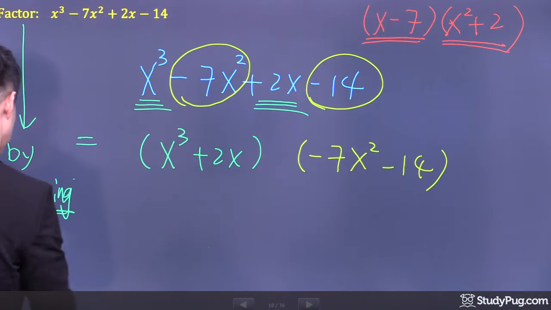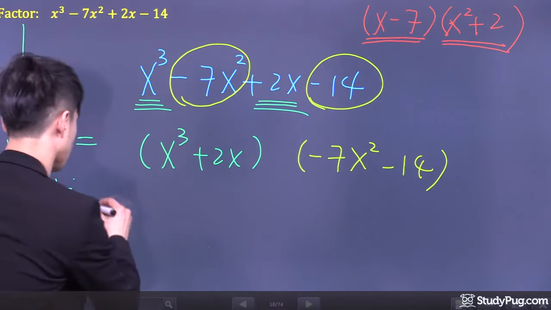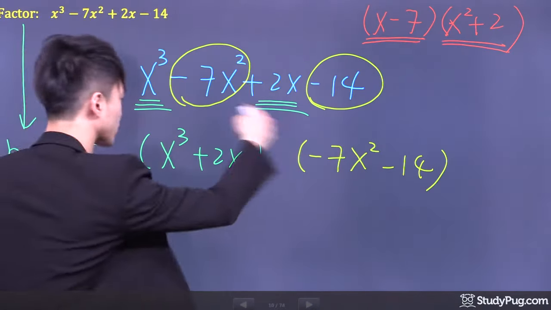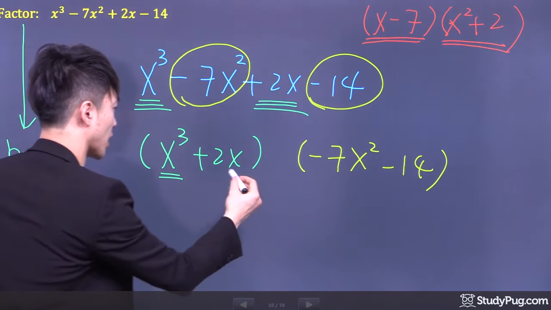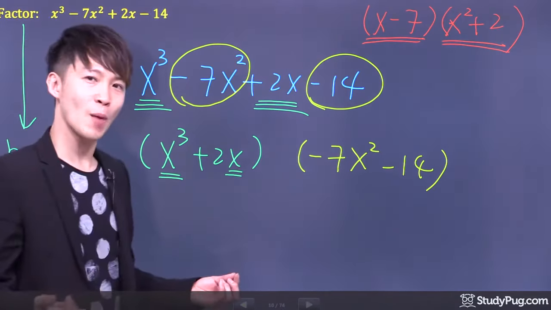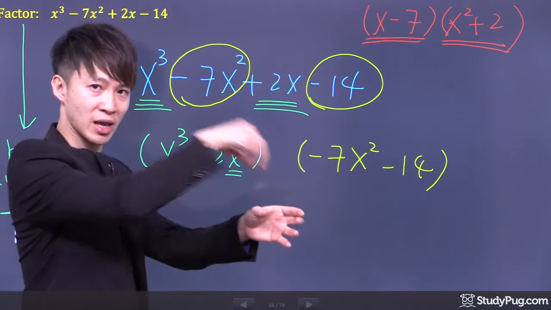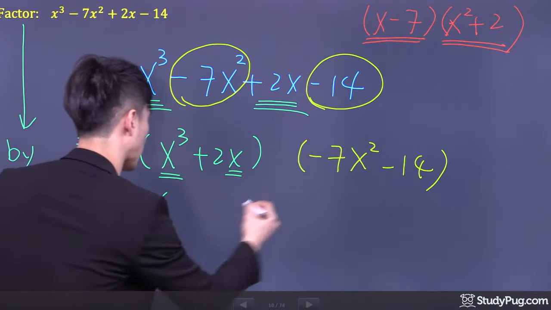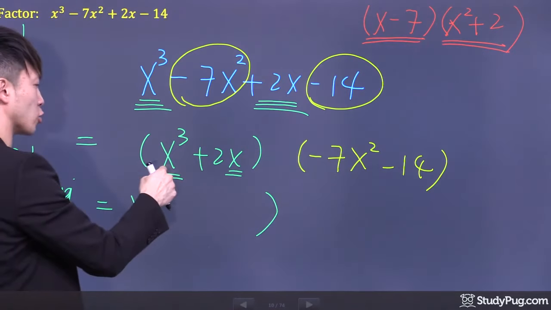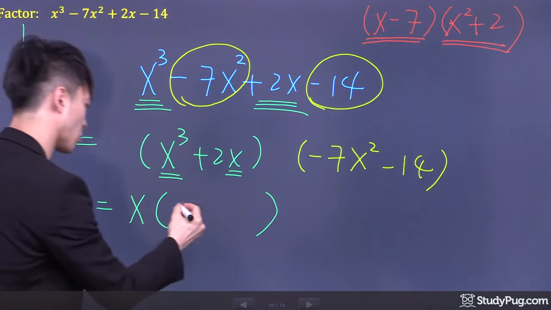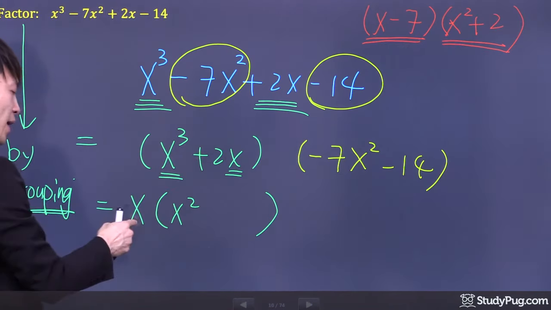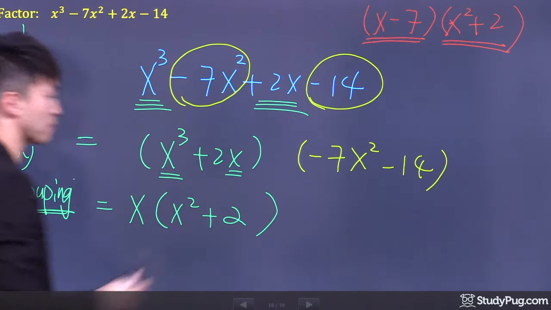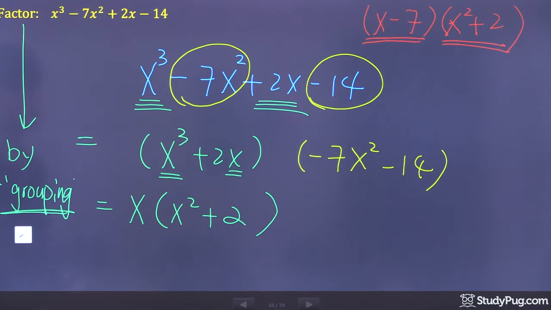Okay? Let's see. So now, within the first family, between x cubed and 2x, what is the common factor? x, right? So let's take out the x. And what do we have left? x cubed divided by x, we have x squared. And 2x divided by x, we have what? 2, right? Cool.